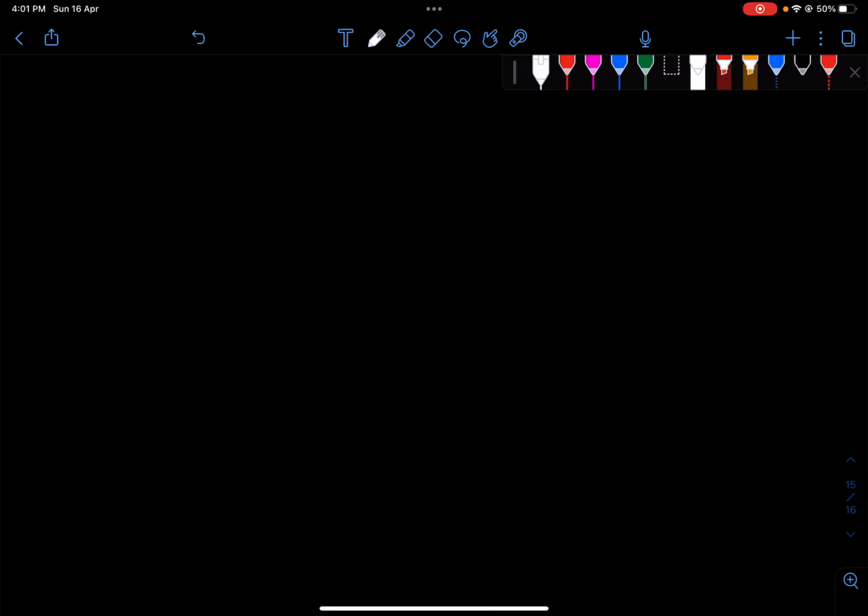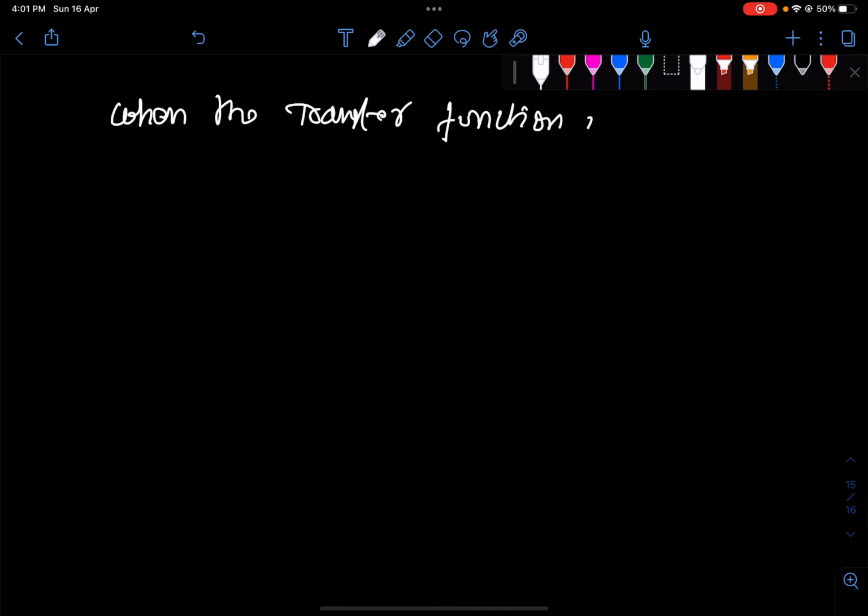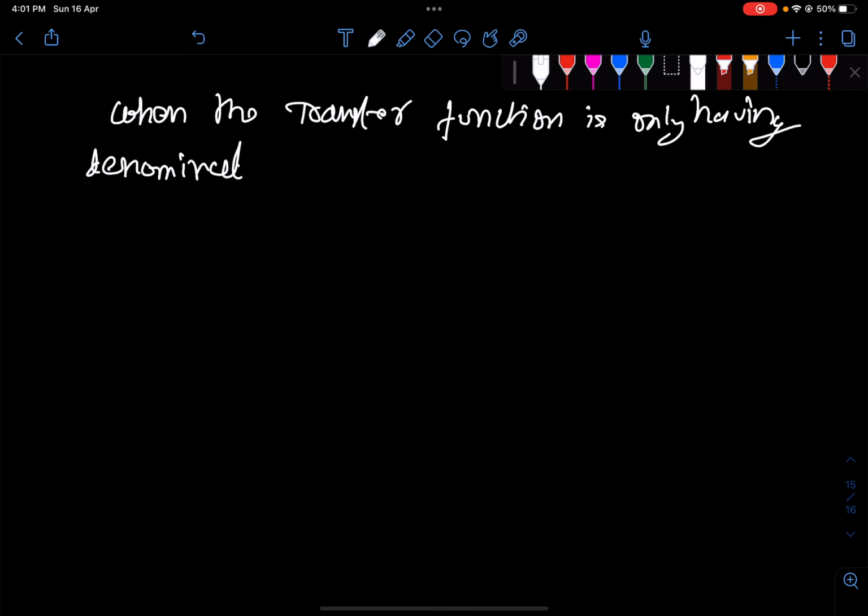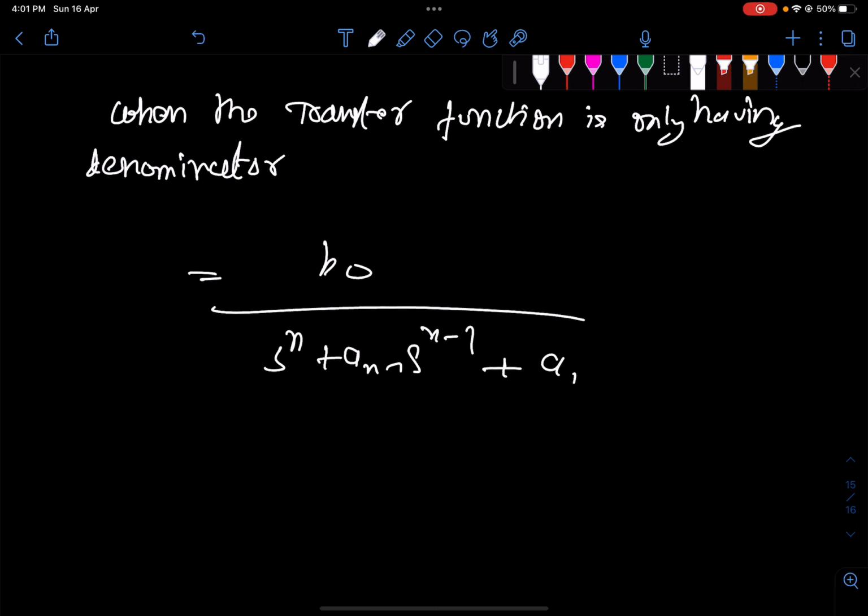So hope you know. That is what happens when the transfer function is only having a denominator, right? So it is b0 by s to the power n plus an minus 1 s to the power n minus 1, goes up to a1 s plus a0. This is the concept where s is only in the denominator.